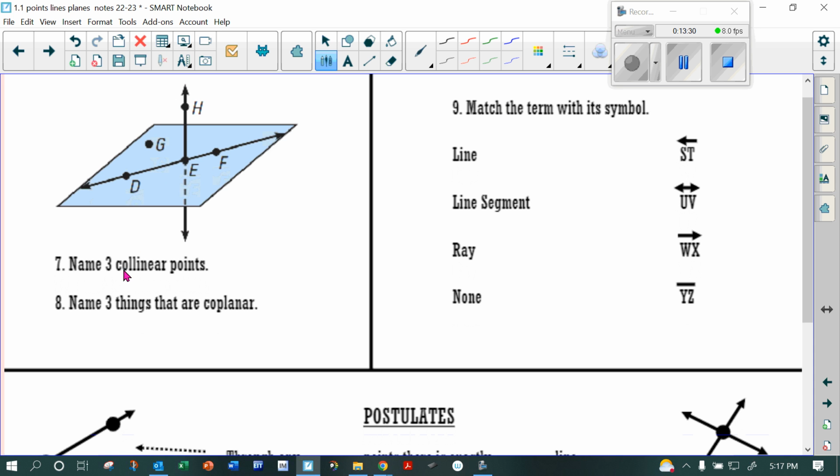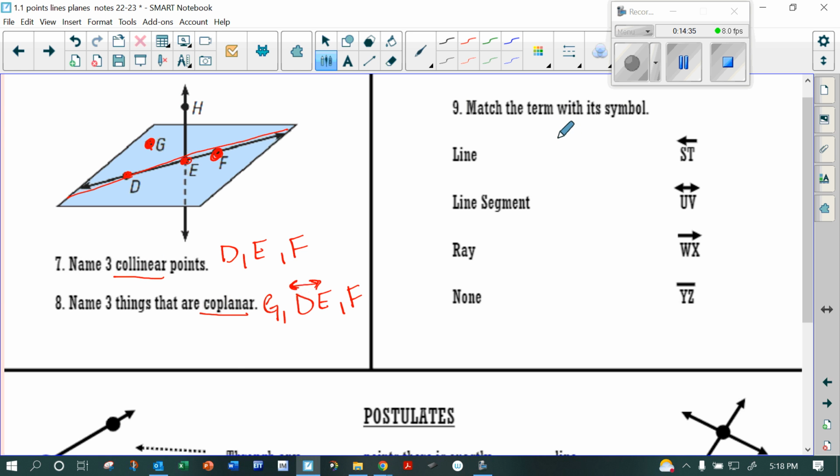All right. Now here it says to name 3 collinear points. So remember, collinear means they're all on the same line. So D, E, and F. D, E, and F are all collinear. Now name 3 things that are coplanar. So for example, point G is coplanar with line DE, and let's see, point F. So point F is also coplanar. So this point and this line are all on the same plane. These 3 points, D, E, and F, those are all collinear. Collinear, same line. Coplanar, same plane.